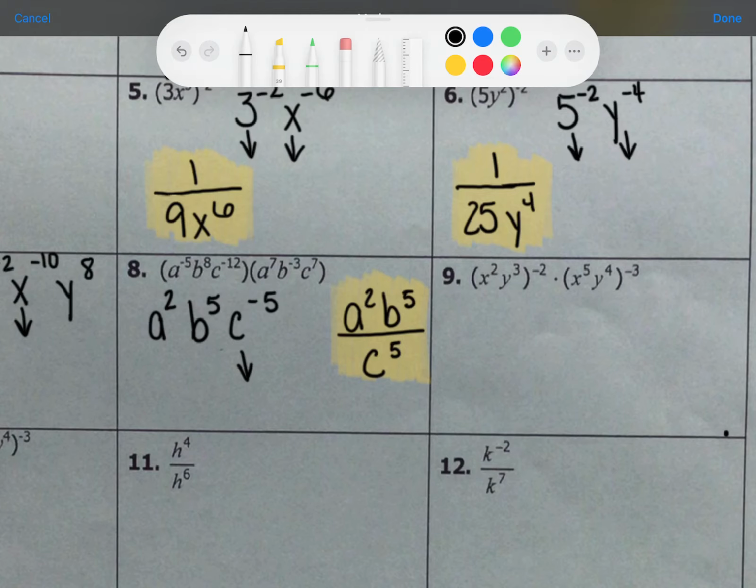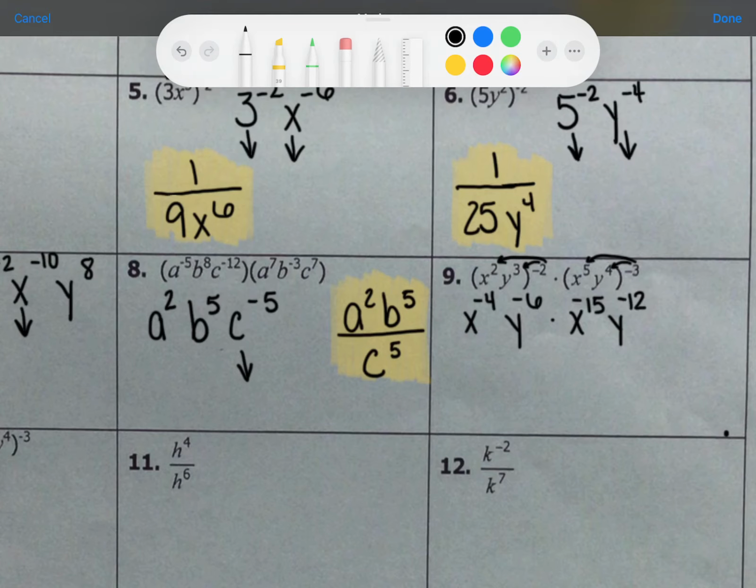All right, so when you distributed, you should end up with x to the negative 4th. Fix it if you missed it. Y to the negative 6th. Second set of parentheses, you should have x to the negative 15th and y to the negative 12th. Does everybody go with that? All I did was multiply my exponents by distributing. Think parentheses, distribute. Distribute means to multiply.